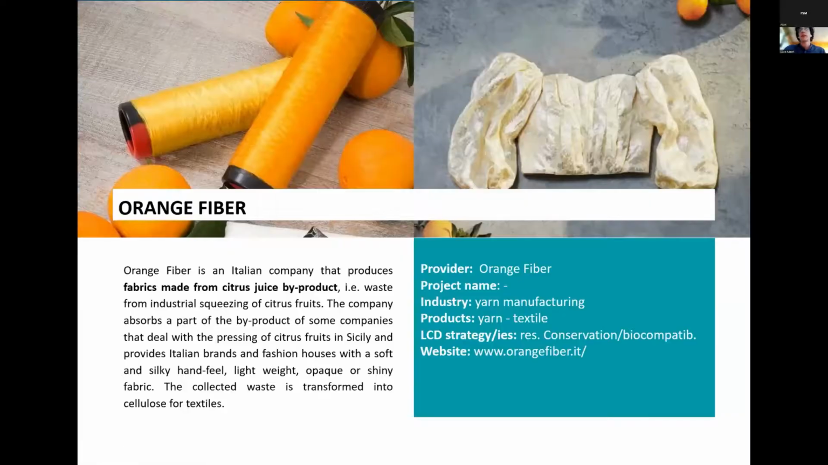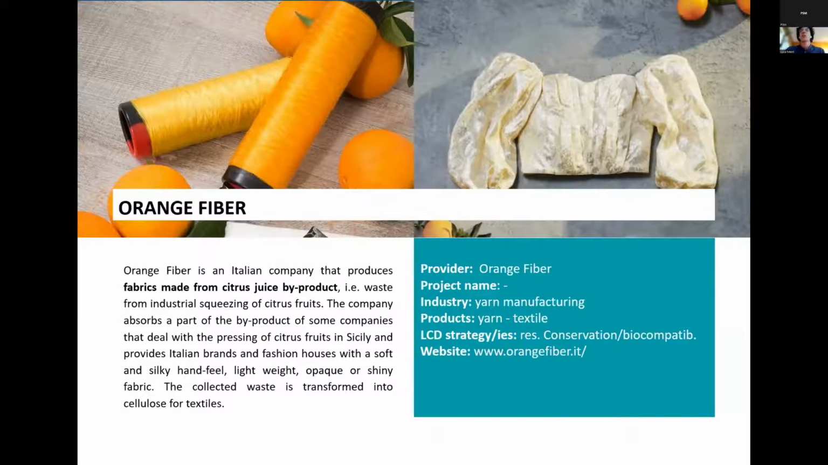Okay, the example here, I guess you all know about this. It's Orange Fiber, a fabric made from citrus juice byproducts. It's a result of other production processes, and they have a good network in which they manage that resource carefully. They collaborate with the citrus agriculture sector in order to make this renewable.